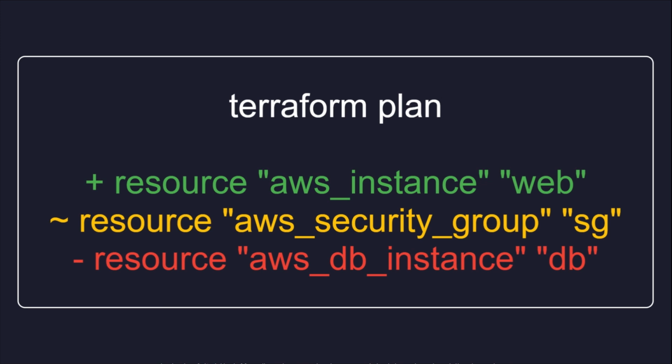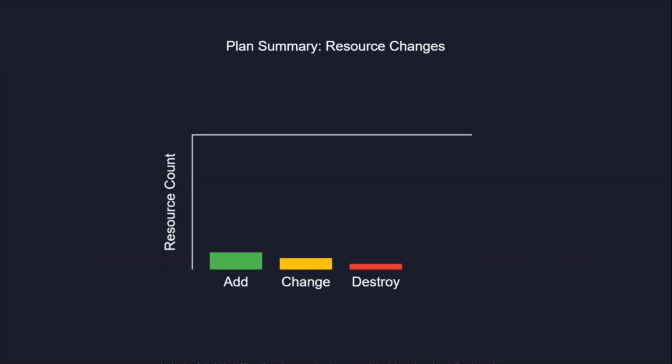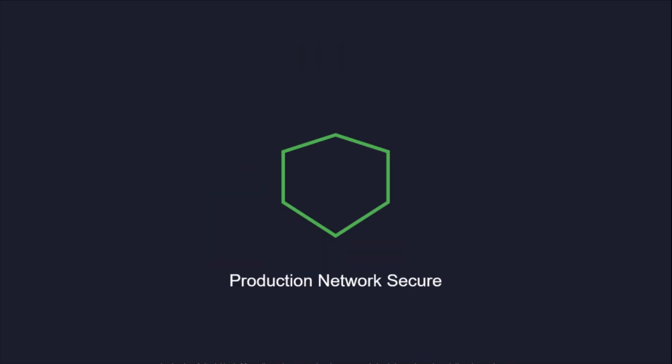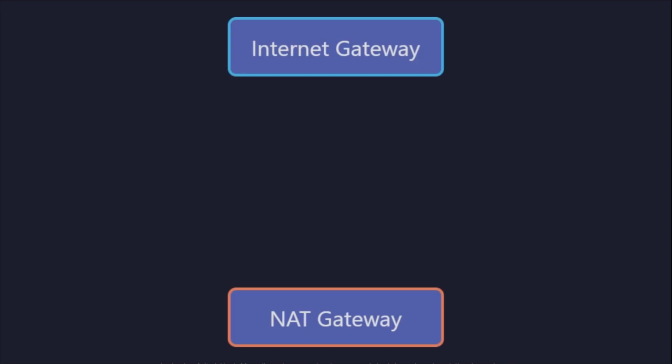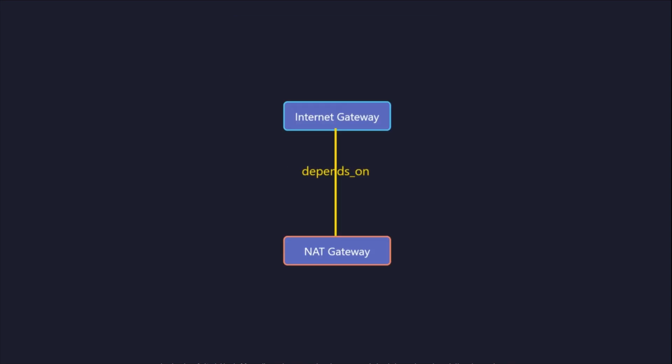Always review the output of Terraform plan before applying changes. The plan shows exactly which resources will be created, updated, or destroyed, ensuring no unexpected modifications occur to your production network. While Terraform handles most dependencies automatically, use the depends_on meta-argument for cases where timing is critical. For example, ensure an Internet gateway is fully active before creating a network address translation gateway.